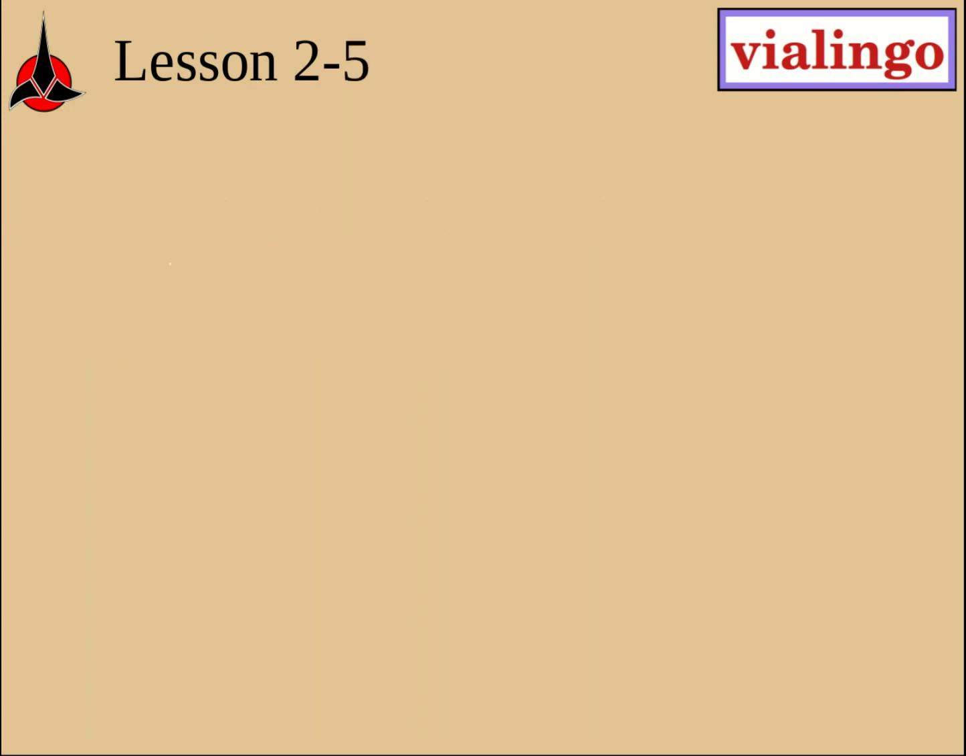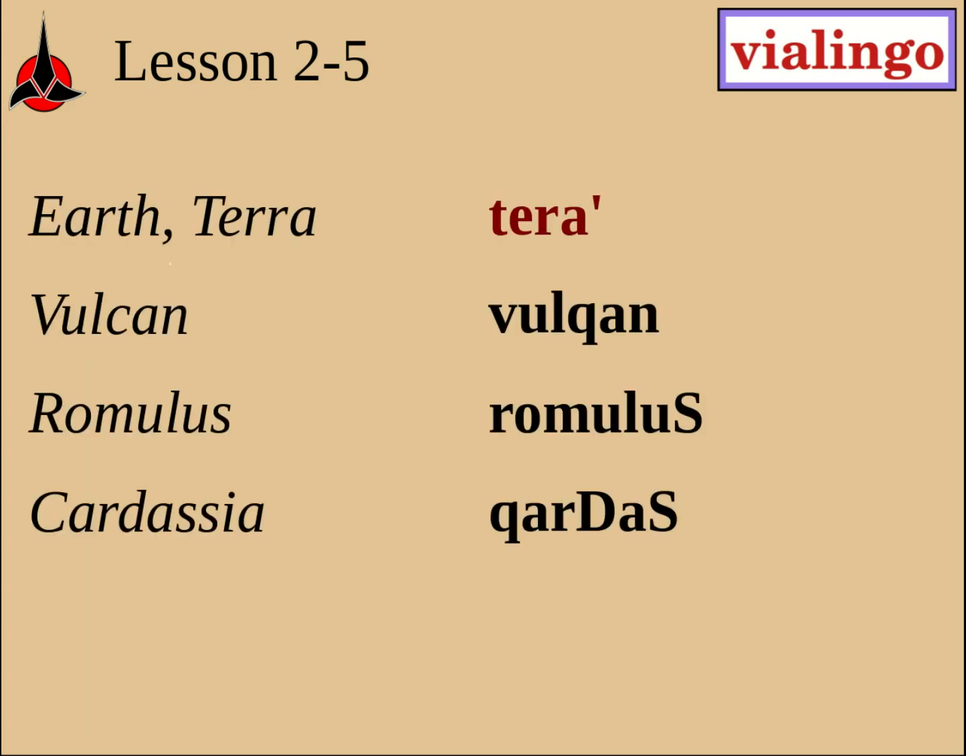Here are the names of some planets. Since they are similar in both languages, you won't need to use images to remember them. Earth, also called Terra, is Terra, Terra. The planet Vulcan is vulqan, vulqan. Romulus is romuluS, romuluS. Cardassia is qarDaS, qarDaS.